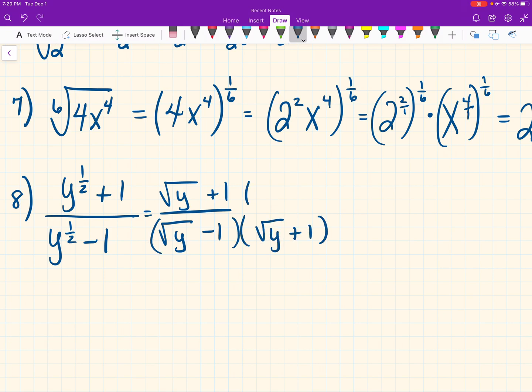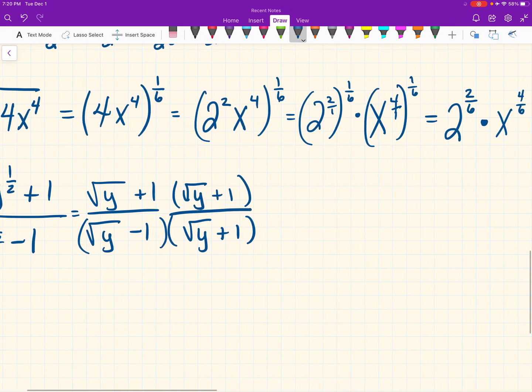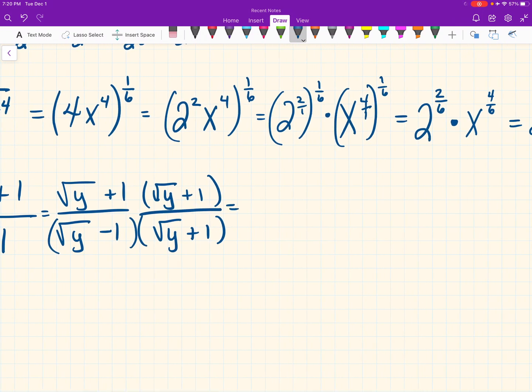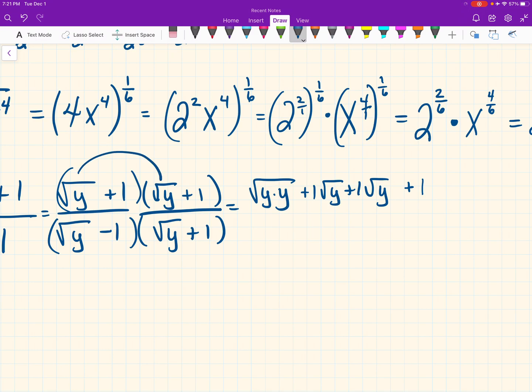Remember, the conjugate is the same number. The same number is written, but the opposite sign in between. And whatever we do to the top, we do to the bottom. And then we're going to FOIL. So this is going to be the square root of y times y plus 1 root y plus 1 root y plus 1. Because I did this times this, then I did this times that, 1 times root y and 1 times 1. That's where I got what I got.